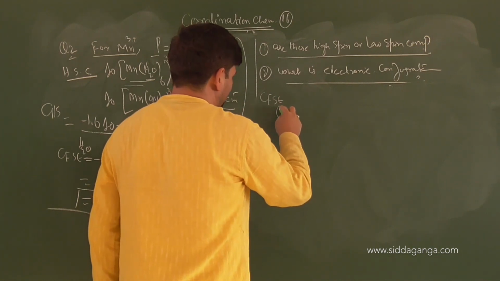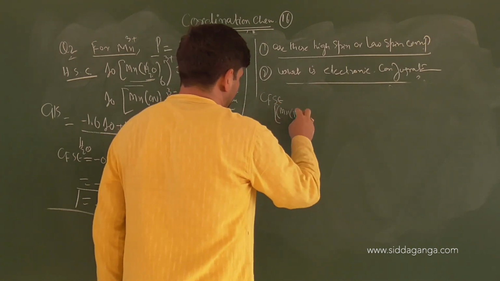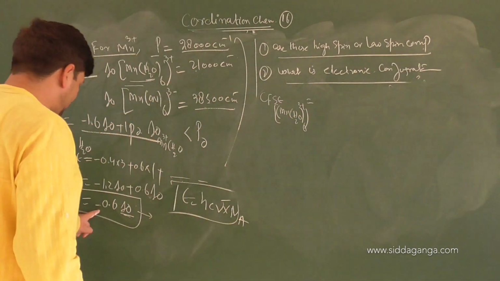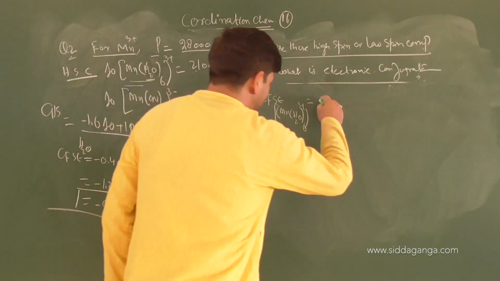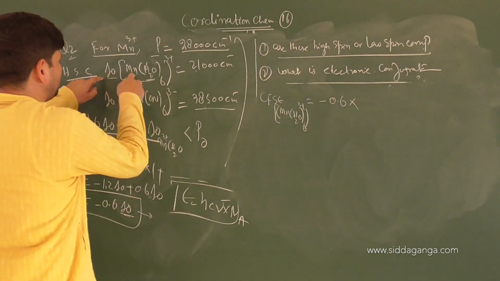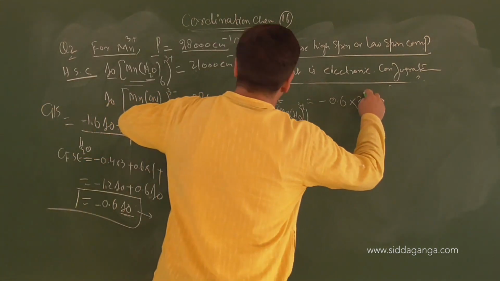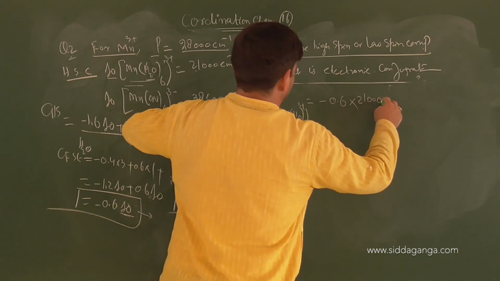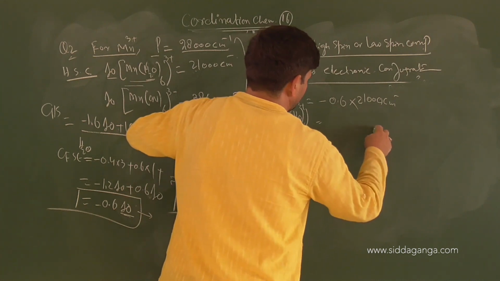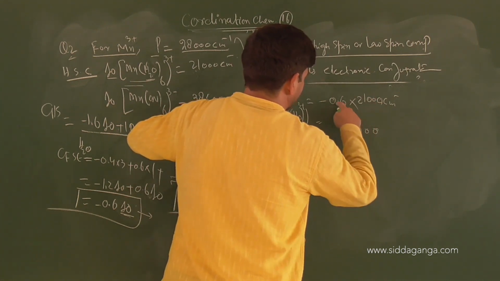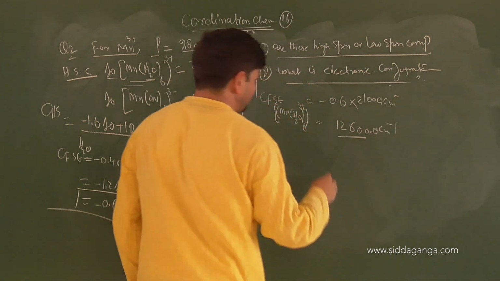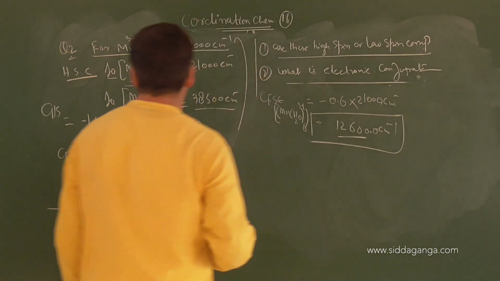CFSE for Mn(H2O)6 3+ will be equal to what? Minus 0.6 of delta 0. What is delta 0 for the H2O complex? It is 21000 centimeter inverse. So solving, 0.6 times 21000, 6 ones are 6, 6 twos are 12, so it will be 12600 centimeter inverse, the crystal field splitting energy for the first complex.